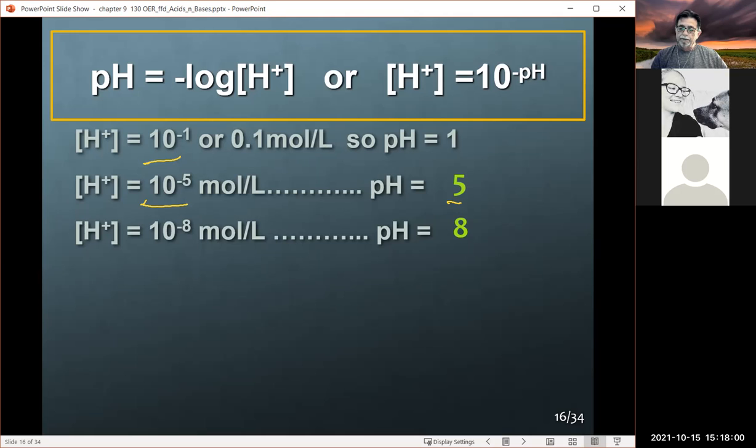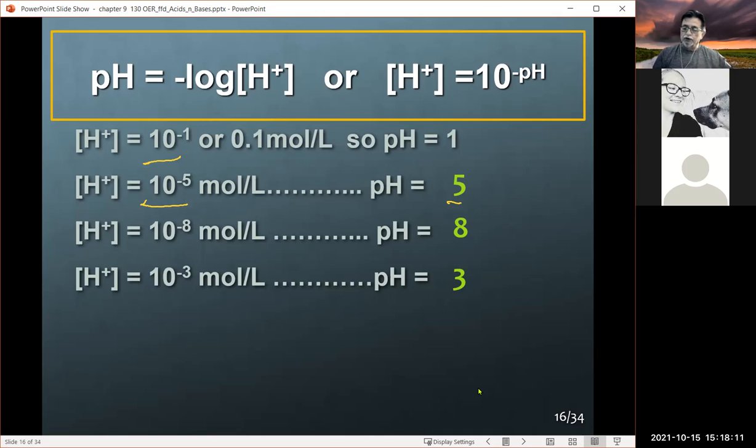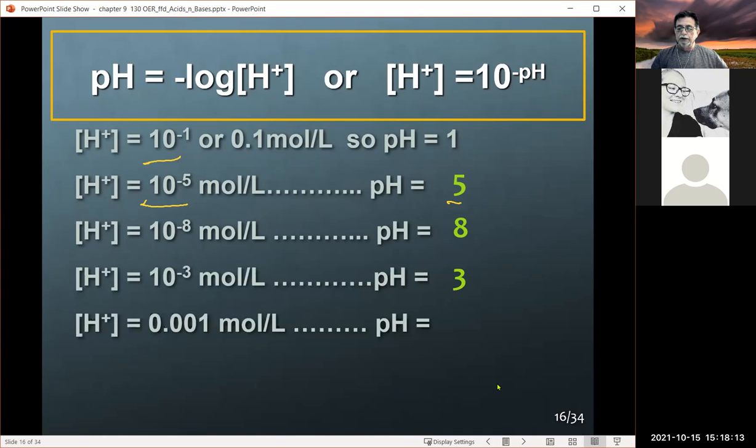10 to the negative 3rd would simply be a pH of 3. So again, we've got more concentrated, pH drops. And whether you put it in scientific notation or in decimal form makes no difference. 0.001, type that in, hit the log button, and guess what? You get a negative 3, and that times the negative is positive 3.